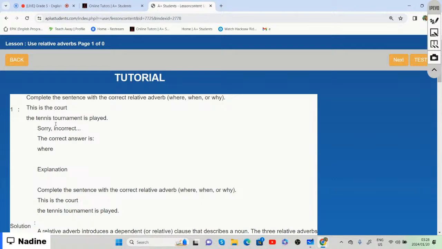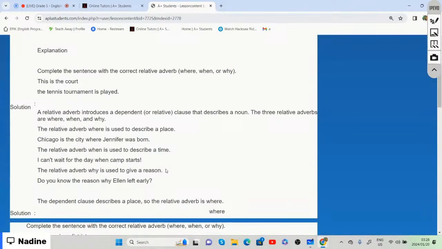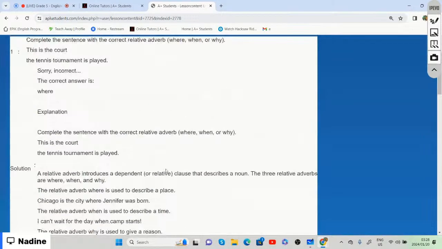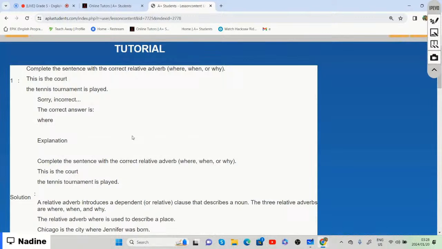Okay, it says complete the sentence with the correct relative adverb: where, when, or why. It says, this is the court the tennis tournament is played. So if they are saying this is the court the tennis tournament is played, right? Are they telling us where? Are they telling us when? Or are they telling us why?